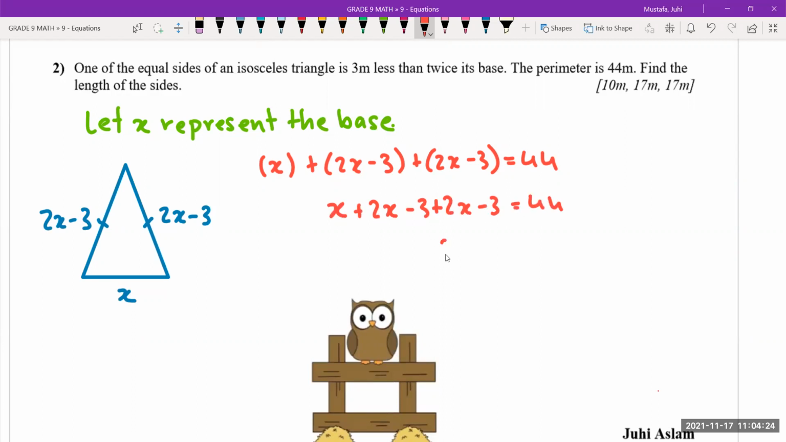So we have 5x minus 6 is equal to 44. I'll skip a few steps just to save some time.